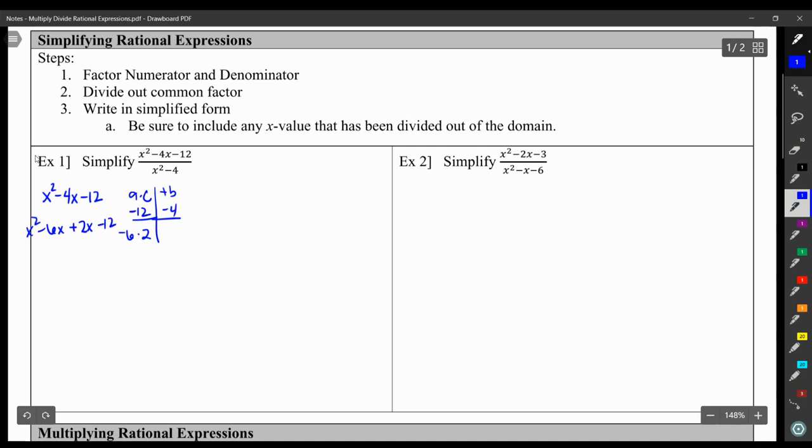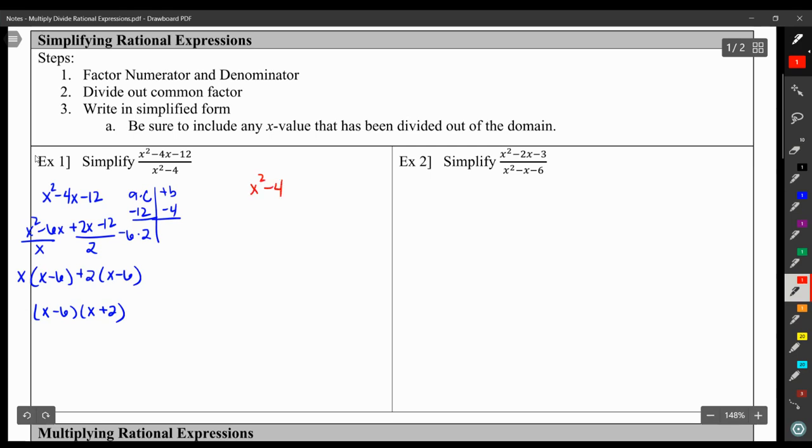Take out common factors from the first two, so factor by grouping. x is common, so I can divide out x, and I'm left with x minus 6. On the last two terms, I can divide out a 2, and I'm left with x minus 6. So my final factored form would be x minus 6 times x plus 2. So that's my new numerator. So we'll hold on to that. Now let's look at the denominator.